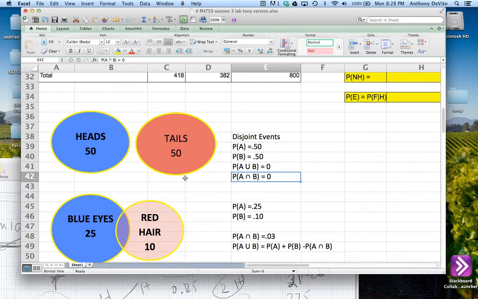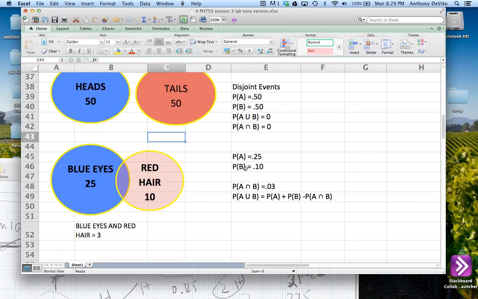The probability of getting something that's both heads and tails is zero. Okay, so now what's the probability of, let's say we have something that's not disjoint, or things that can occur together. Let's take a look at this.